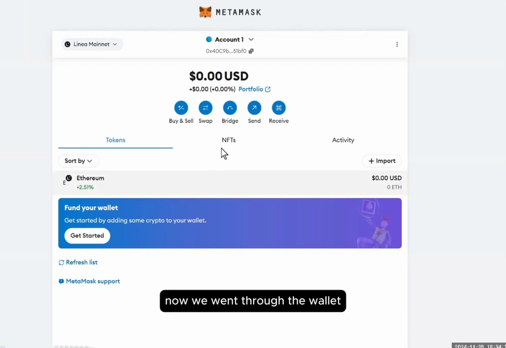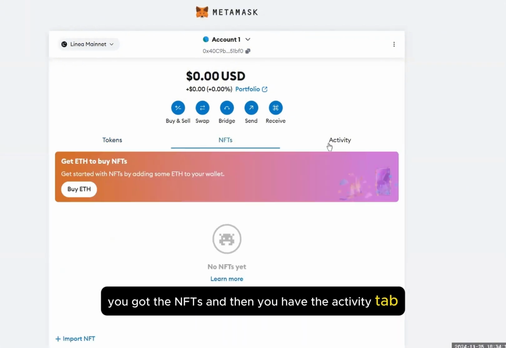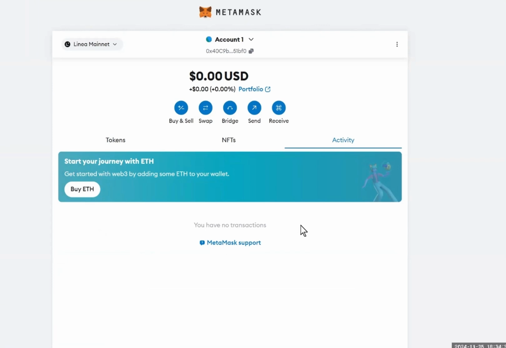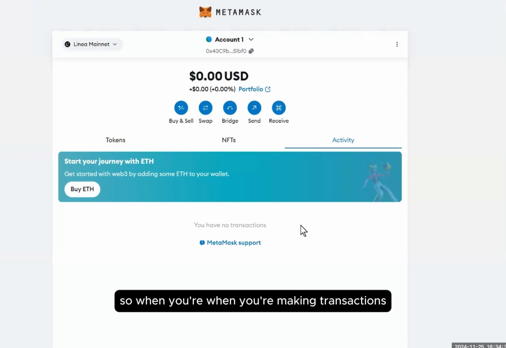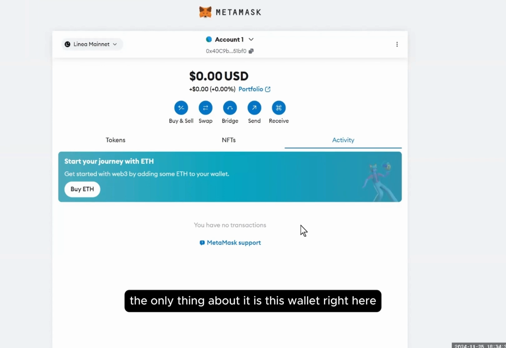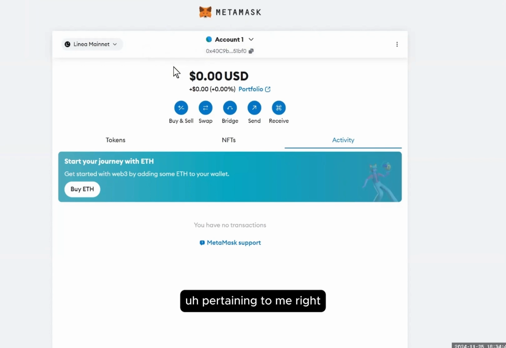Now, we went through the wallet. You got the NFTs, and then you have the activity tab, which is just going to simply show you all of your transactions. Every transaction that you make on here is public. No matter what we've been told, there is nothing anonymous about crypto. In fact, it's actually pseudo-anonymous. So when you're making transactions, just know that nothing is private. The only thing about it is this wallet right here, I didn't set it up with a name. I didn't set it up with an email. I didn't set it up with any information pertaining to me, right?